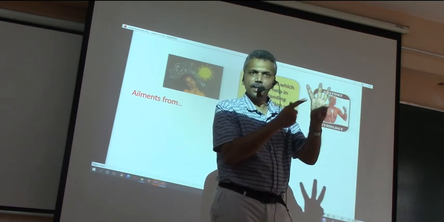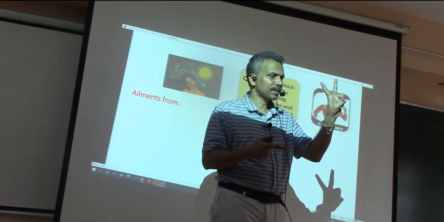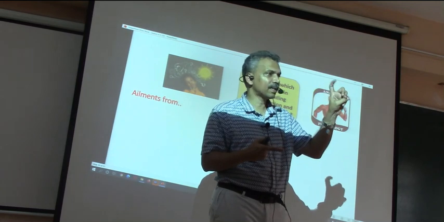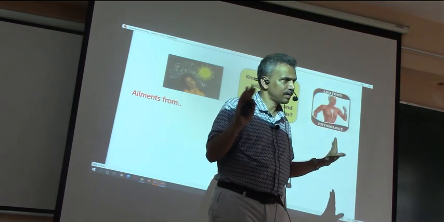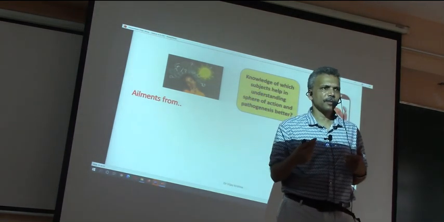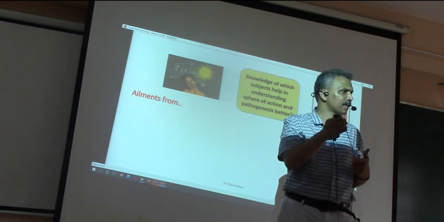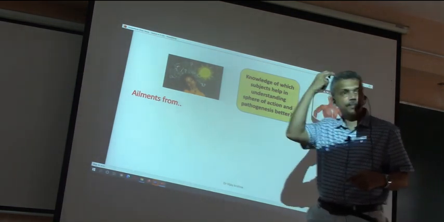Three important areas you have to remember. One is joints, second is skin, and third is circulatory system. Done? All clear? We'll go ahead. Again, we'll have small breaks, small revision, so that you understand things better. Now we are looking at something called ailments from.